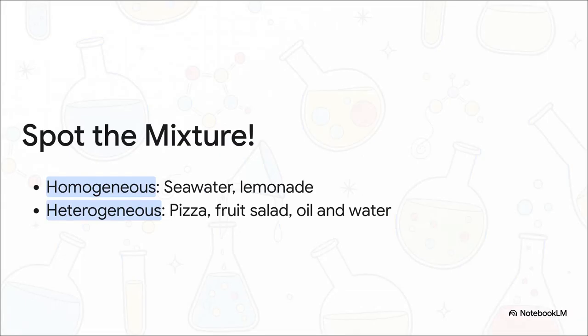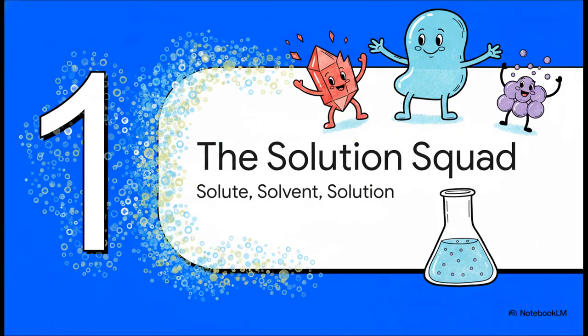So let's try a few. A pizza or that fruit salad. Totally heterogeneous, right? You can see all the ingredients. Oil and water? The classic example of a heterogeneous mixture. But what about something like seawater or lemonade? They look like one thing, but we know they're a mix. That makes them homogeneous. Let's zoom in on those homogeneous mixtures because they have a special name, solutions.